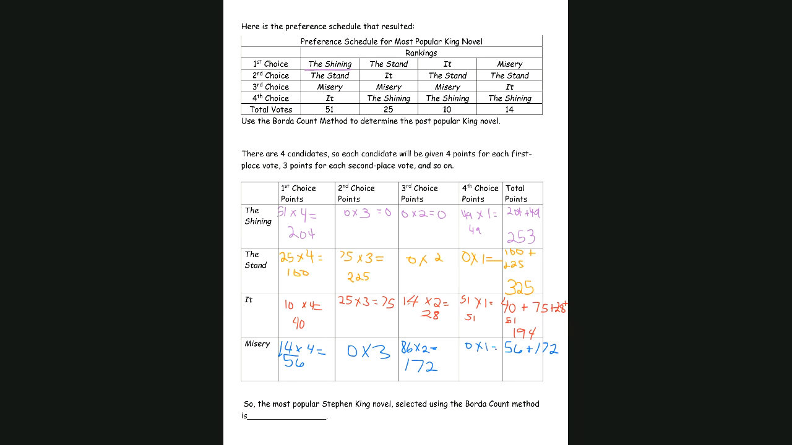And I have 56 plus 172. That gives me 228. Okay. 253, 325, 194, 228. Which one of these is the winner? It's The Stand. So, the most popular Stephen King novel selected using the Borda count method is The Stand.